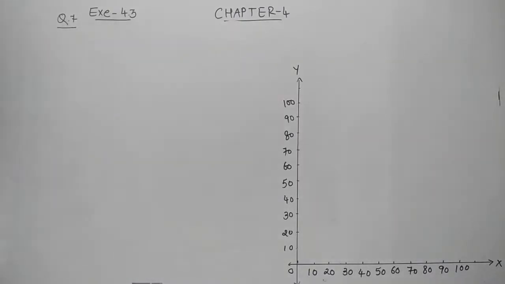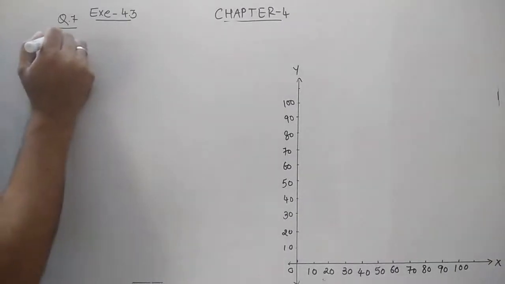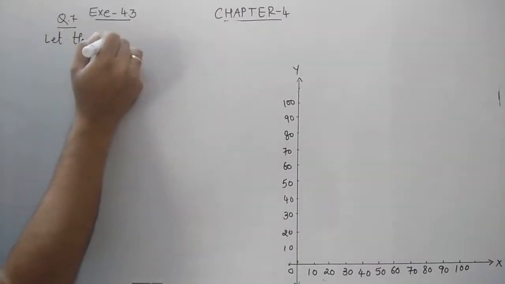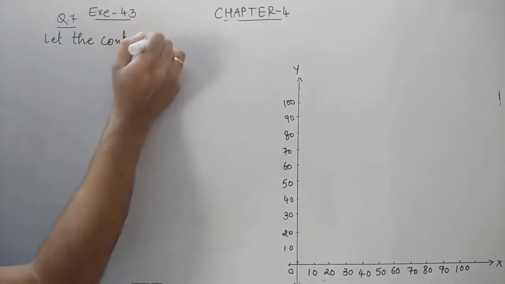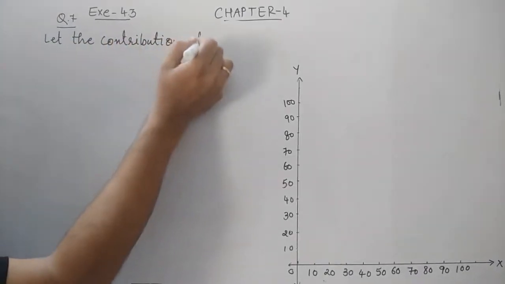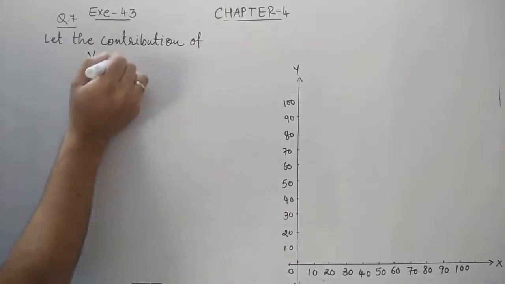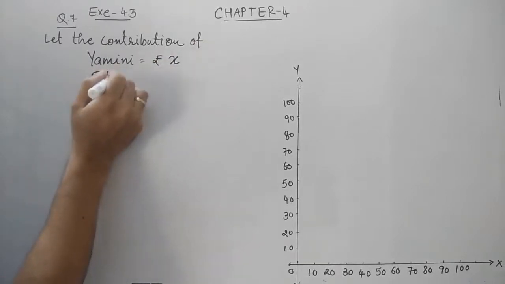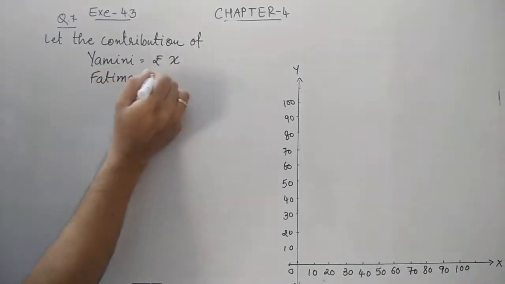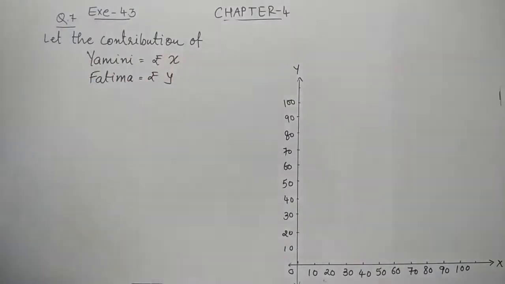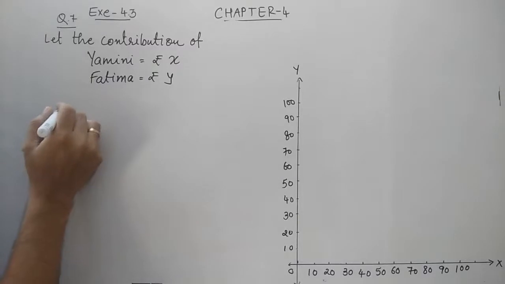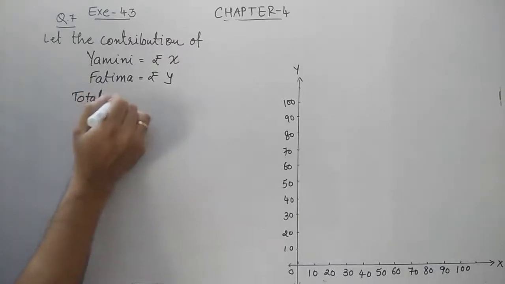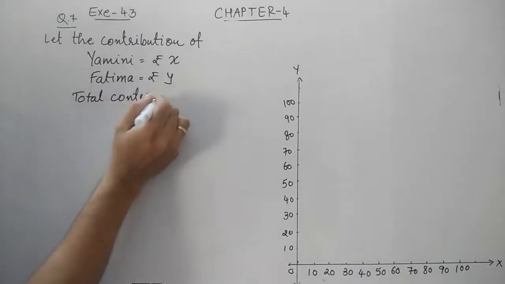We have to represent this on the graph paper. So let us first suppose the contribution of both the students. Let the contribution of Yamini be rupees X, and Fatima be rupees Y. Now they both contribute together rupees 100. So the total contribution is 100 rupees.